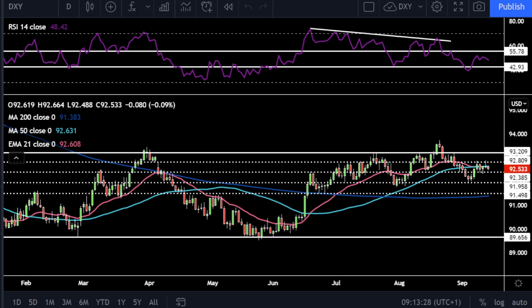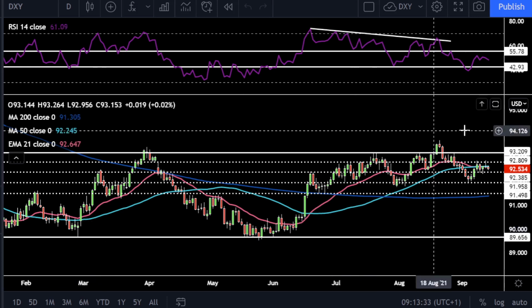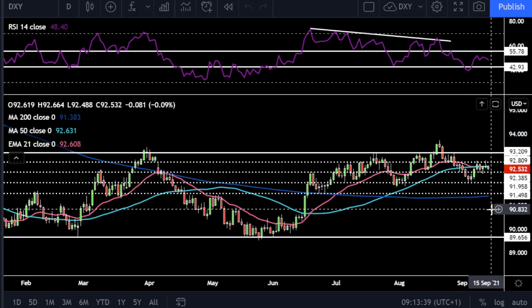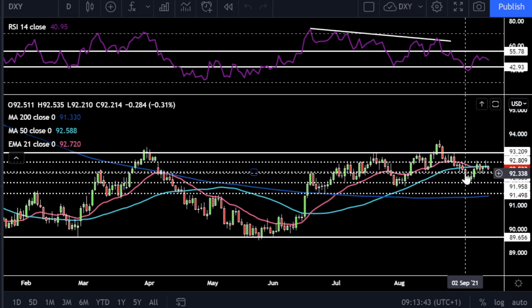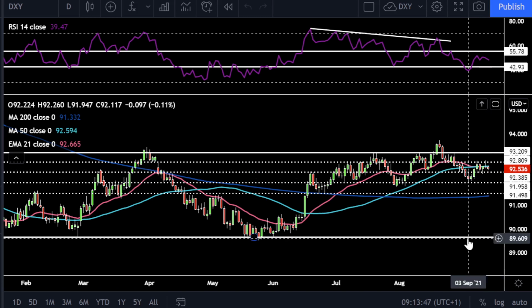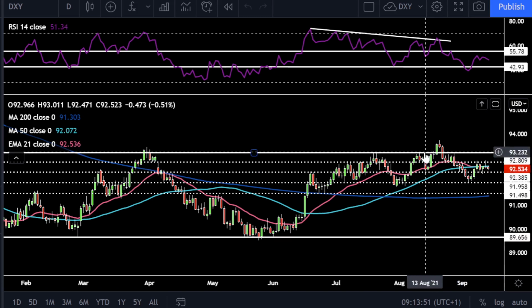So just moving into the charts, let's have a look at the technicals. We can see the dollar's been in a bit of a holding pattern between 92.385 and 92.8. It's a tight little range, and it's fluctuating around its 50-day simple moving average and 21-day exponential moving average. I do wonder, is the dollar in a massive range between 93.2 and 89.6 or 89.5, around there?